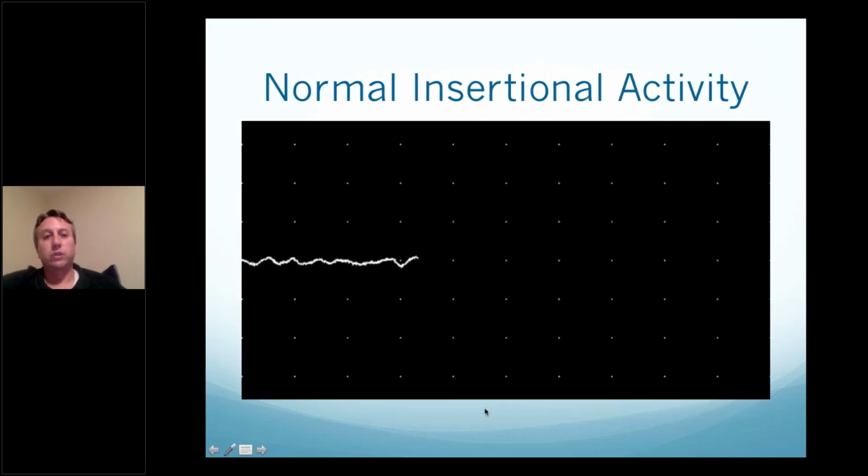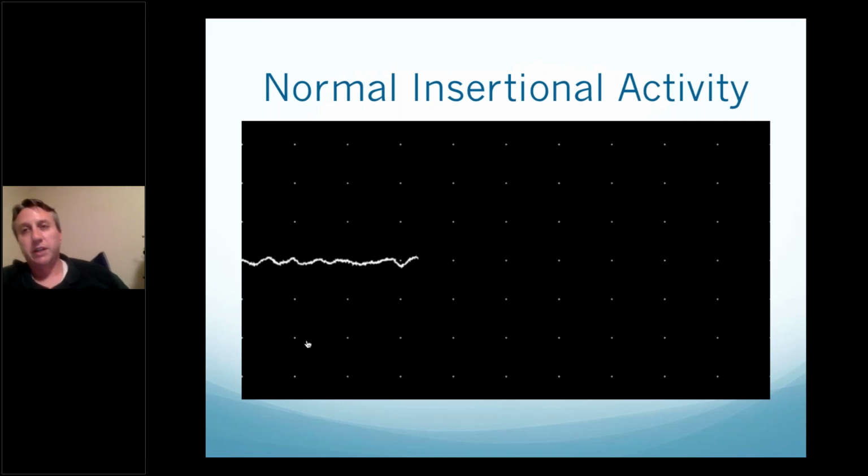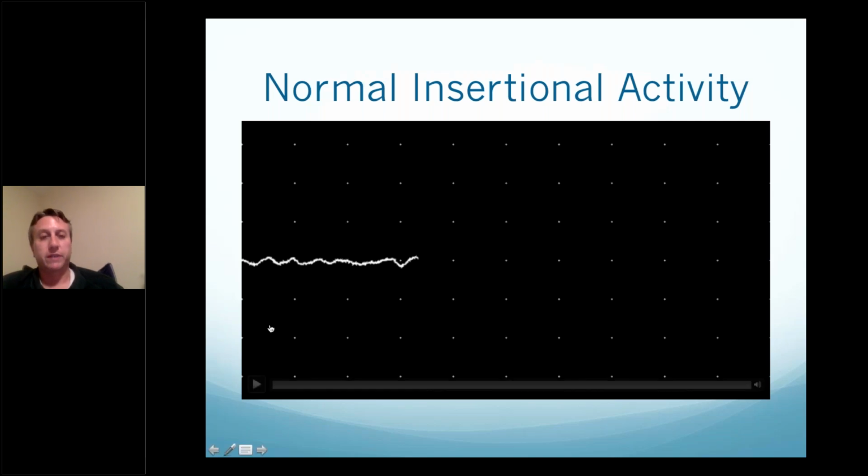Insertion activity is when you move the needle, you're physically touching different muscle fibers with the needle. So when you touch the muscle fiber, you trigger it. You're giving a tactile stimulation to that muscle fiber, so it gives a little brief discharge. And that little brief discharge is normal. So this is perfectly normal insertion activity.